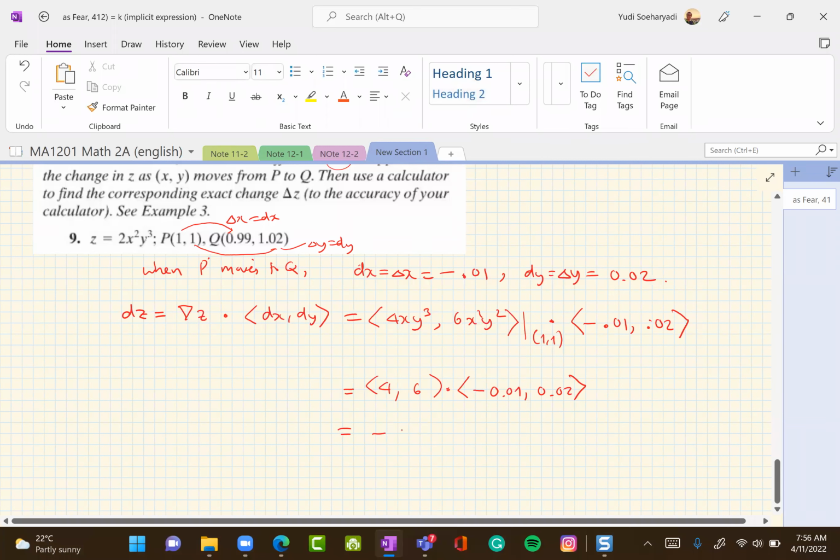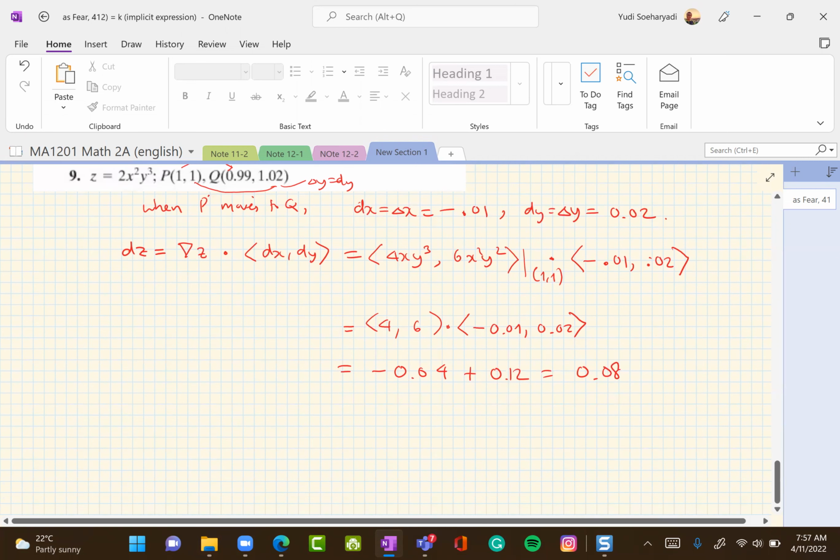So negative 4 plus 12, so that's going to be 0.08. Okay. So what this means is that when P moves to Q, the Z changed by 0.08 approximately. Okay, so that's how we compute that one.